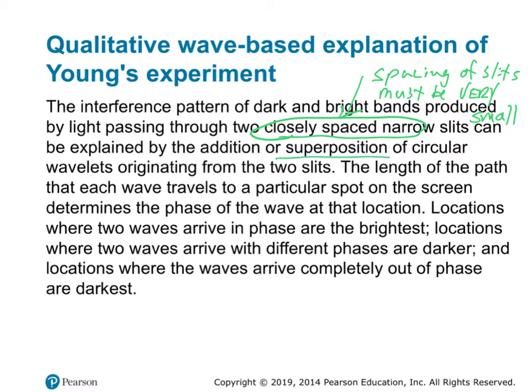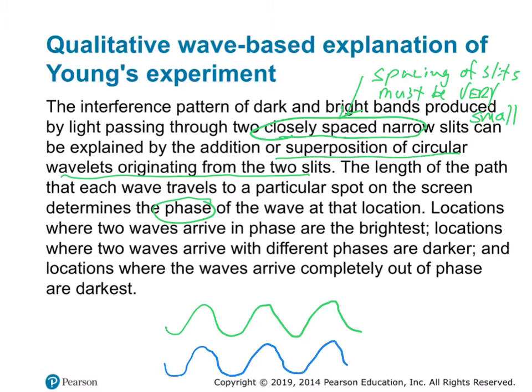It can be explained by the addition or superposition of circular wavelets. That's what they call those little tiny sources of waves coming off to the right of the slide. The length of the path that each wave travels to a particular spot on the screen determines the phase of the wave at that location. The phase of the wave: when two waves have exactly the same crest at the same time, they're considered in phase. So if I have one wave that looks like that, and another wave that is like this, these two are in phase when they're like that.